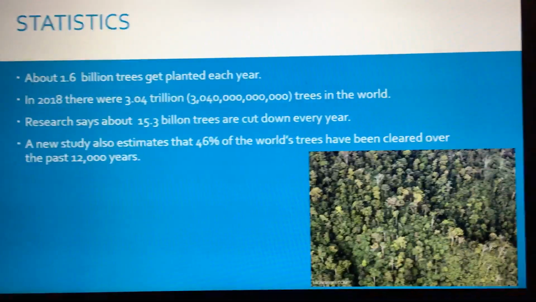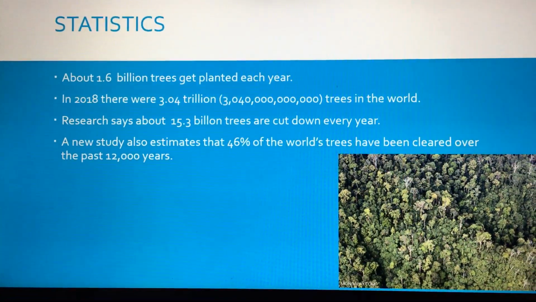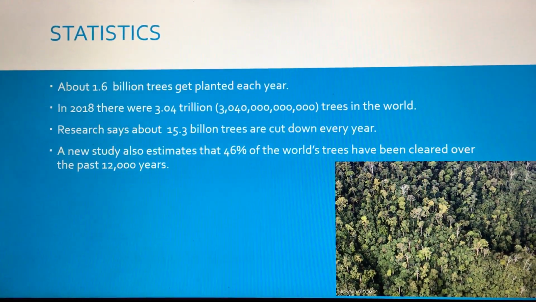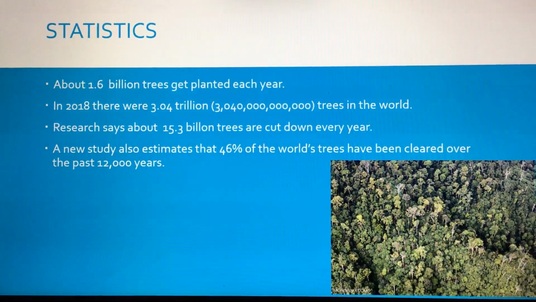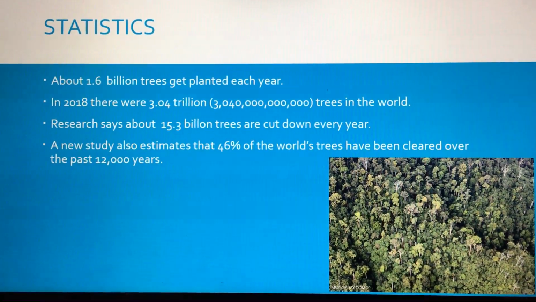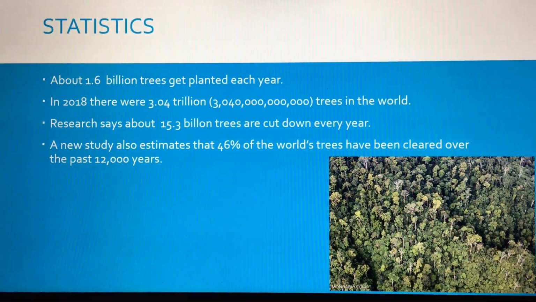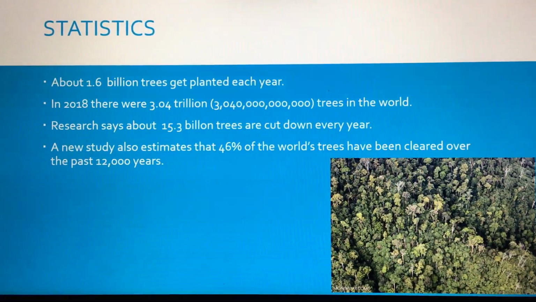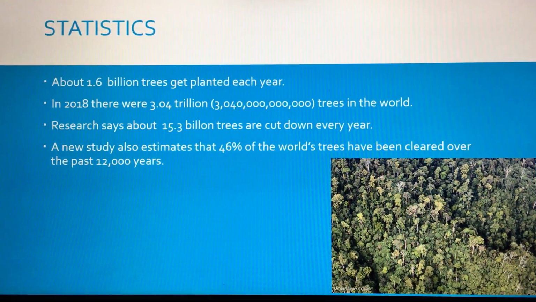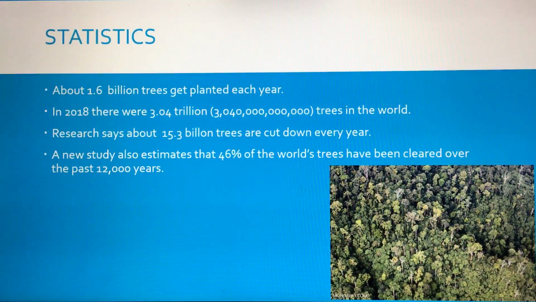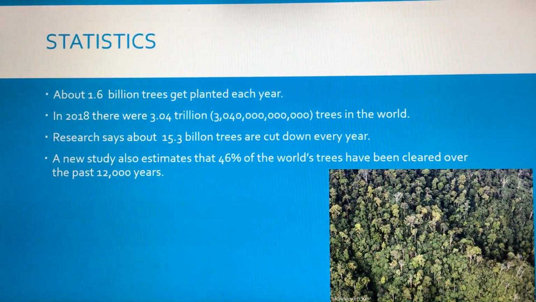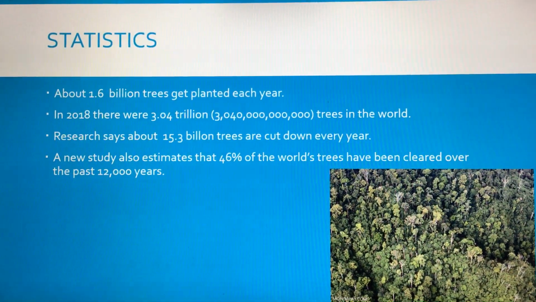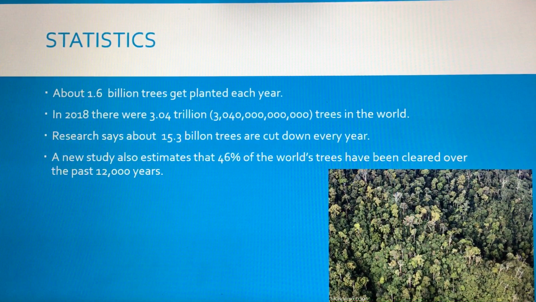So lastly, some of the cool statistics I found by doing this presentation was there are about 1.6 billion trees that get planted every year in our world. There was an article that also stated that in the year 2018 there were 3.04 trillion trees in our world. I'm curious to find out how many there will be in 2019 now, but another fact was there was a research that says there are 15.3 billion trees that also get cut down every year.